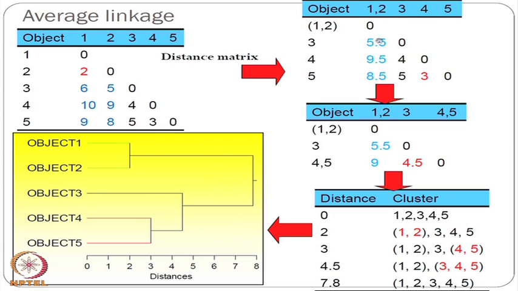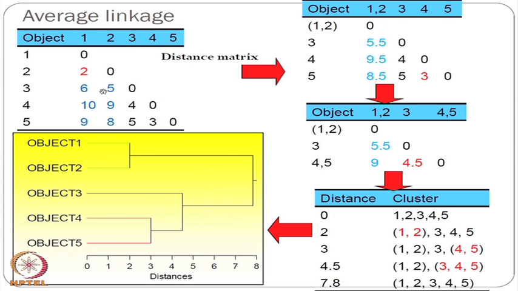Now, in this matrix how is 5.5 obtained? We are using average linkage. We want the average distance between the members of the two clusters that you are going to join. So, here I want to see the distance between cluster 1 and 2 and cluster 3. Now, you find the average distance between 1 and 3 and 2 and 3. 1 and 3 is 6 and 2 and 3 is 5.